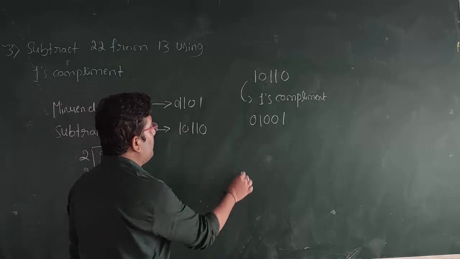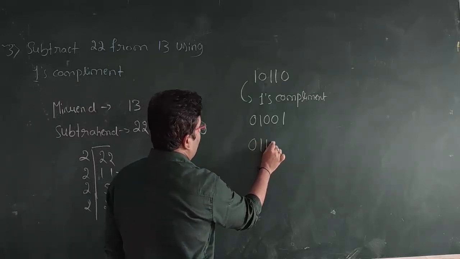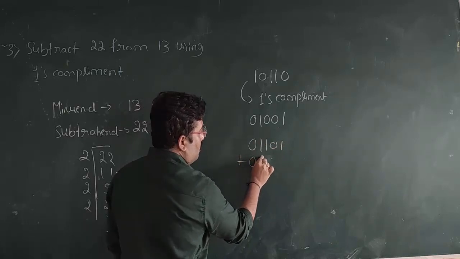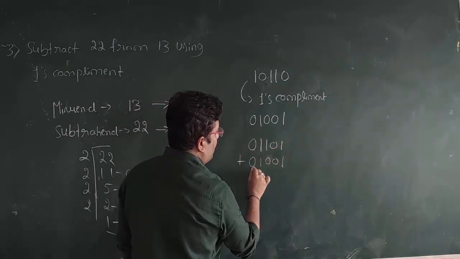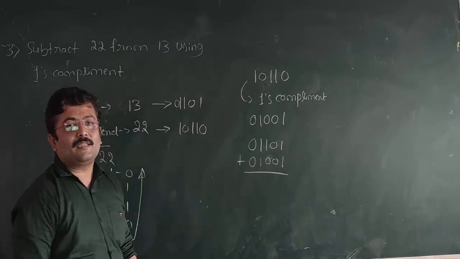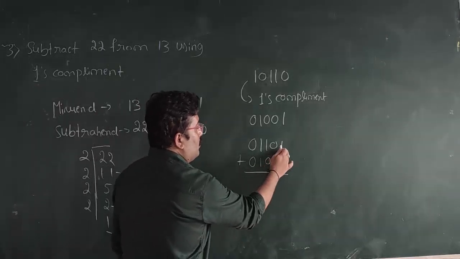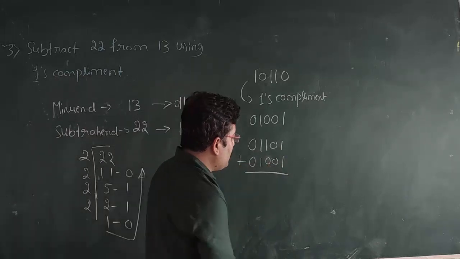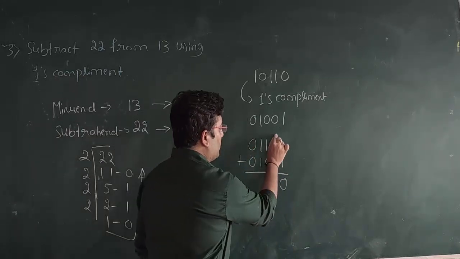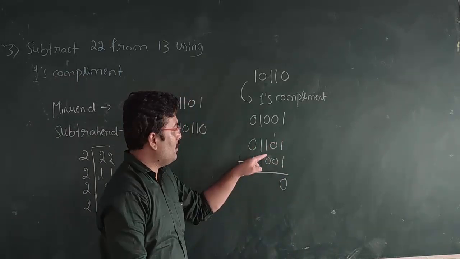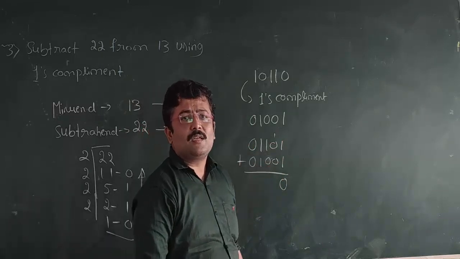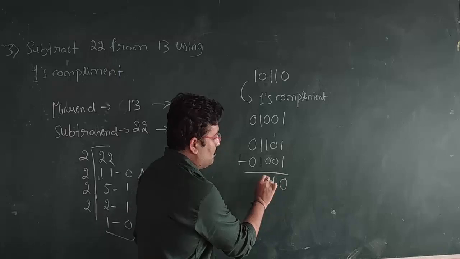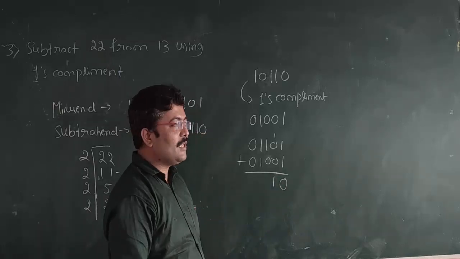So add this 1's complement to the minuend. The minuend value is 01101 plus 01001. So add these values. Using the binary addition table, we already know that 1 plus 1 is sum 0, carry 1. Next, 0 plus 0 is sum 0. 0 plus 1, sum is 1, carry is 0.